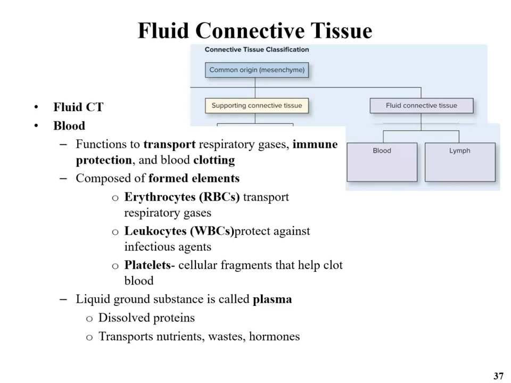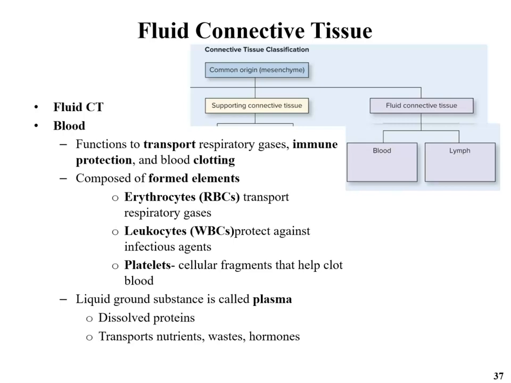Okay, next is fluid connective tissue, and this is going to include our blood and lymph. So let's talk about blood, okay? So blood functions to transport respiratory gases. It functions in immune protection, and it also helps with blood clotting. So it's composed of formed elements and a liquid ground substance, which is called plasma.